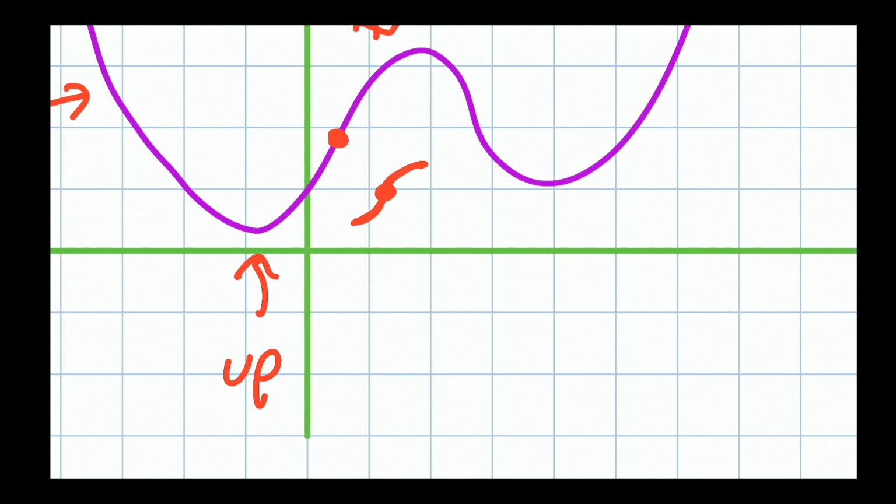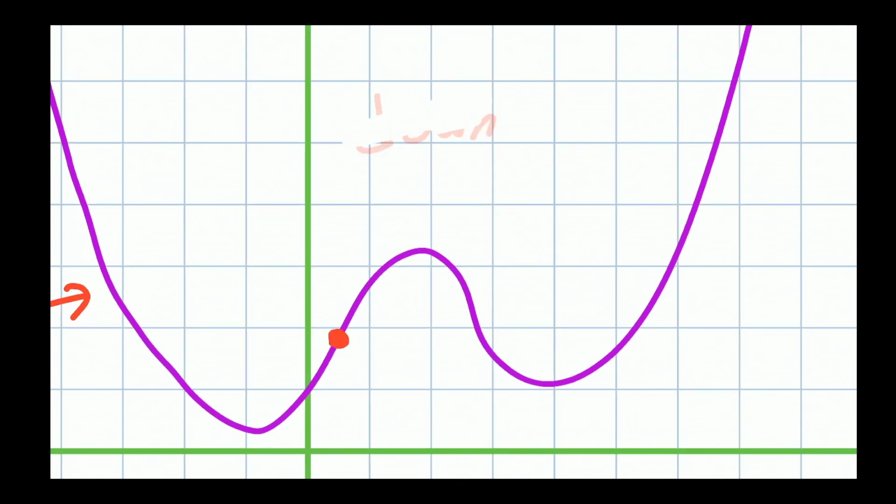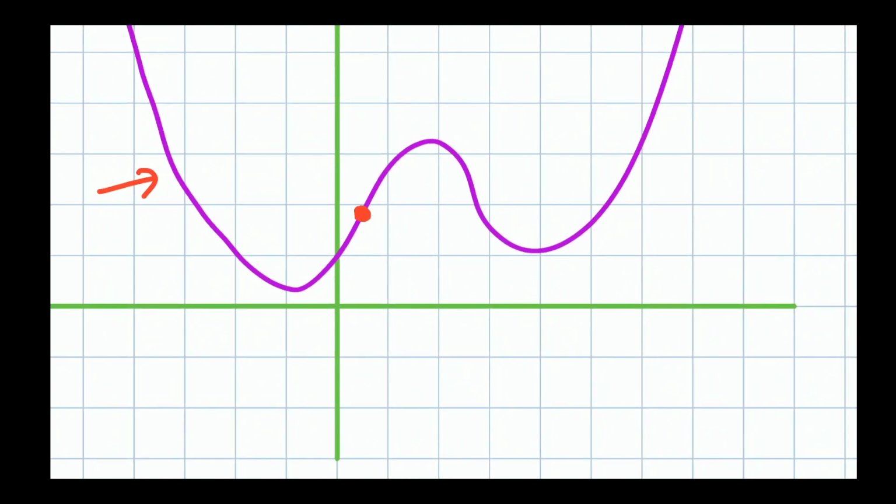About right there. So if I did this right, on the left it's up and on the right it's down. I think I got that pretty close. Okay. So I think that's an inflection point. So let's label it. Inflection point.